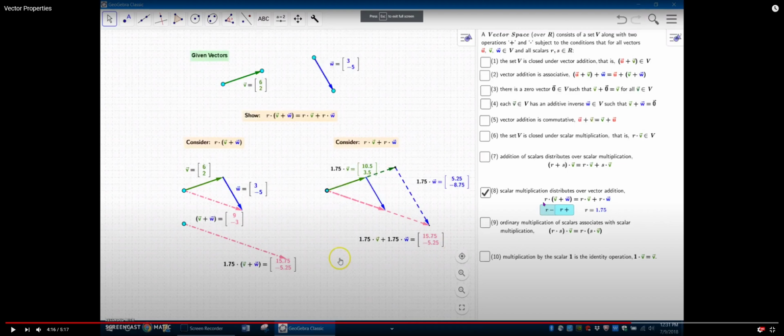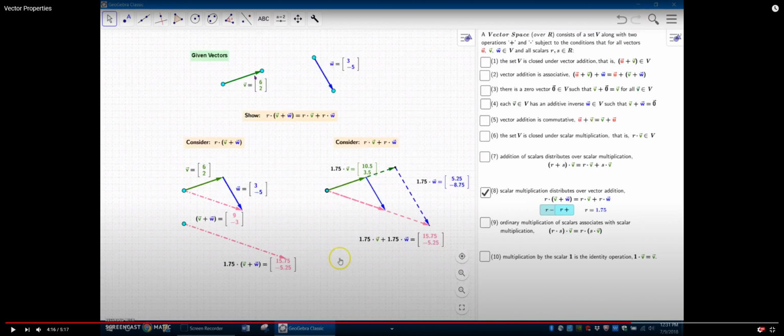All right, and the next one is distribution over the vector addition. Again, you have an equality over here. In simple terms, if these were integers, you'd have r times v plus w, and you'd expect to be able to multiply r times v individually and then r times w and then add, and you'd have equality. That also goes for your vector spaces.